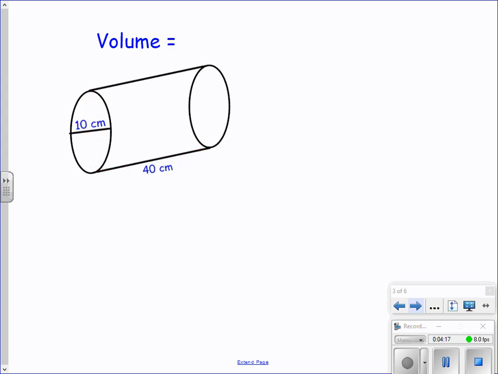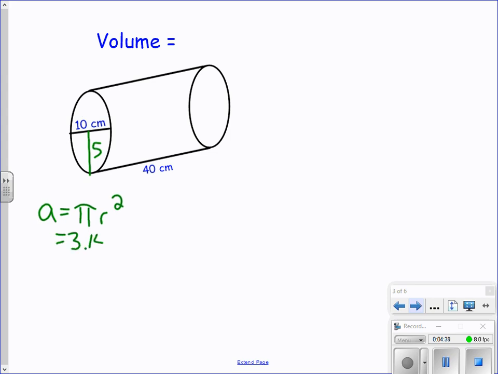And we know how to do that, because if the diameter is 10, that means the radius is 5. This cylinder is kind of wonky because it's stretched out on the smartboard, so it doesn't look like a circle, but it's oval. But don't worry about it, it's a circle and it has a radius of 5. Remember, the area of a circle is pi r squared.